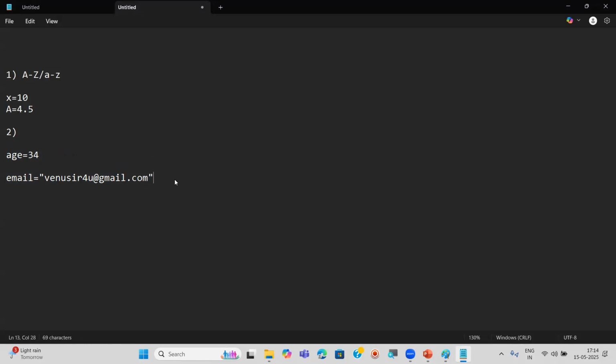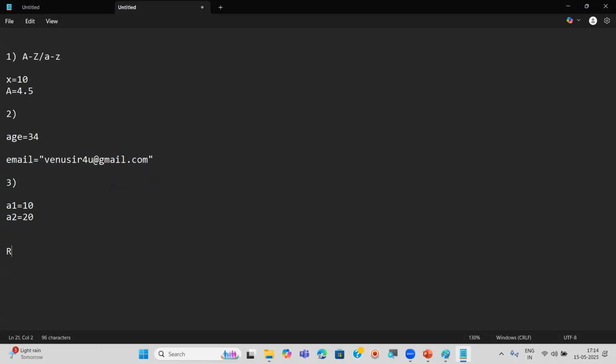Second way, we can represent like this. Third way is we can also represent using alphanumerics, a combination of alphabets and numbers. For example, a1 equal to 10, a2 equal to 20. Like that also we can use. Understood? So these are the three ways we can represent the variable.